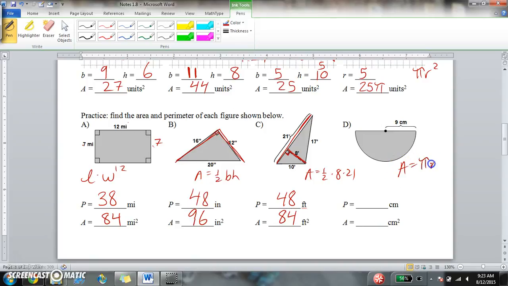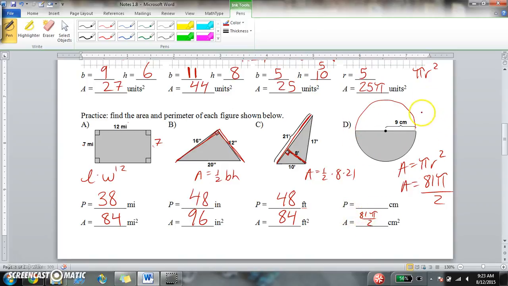So if I were to find the area of this whole circle, I would do pi times my radius squared. My radius is 9, so 9 squared is 81 times pi. But this is only half of the circle, so I need to take that number and just divide it by 2. So 81 pi over 2, we're just going to leave it as a fraction, like that. 81 pi divided by 2.